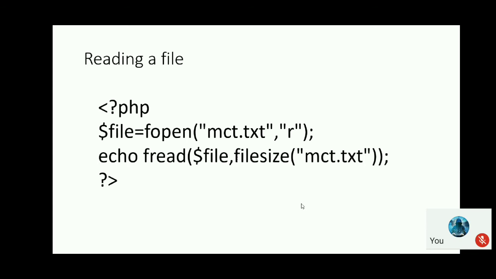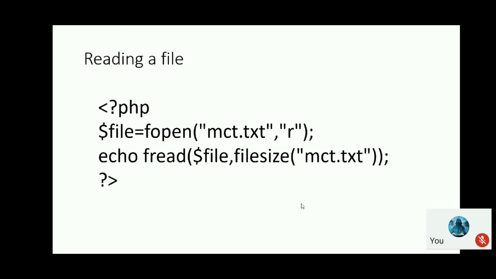The question is thrown to an open forum. I have a file called mct.txt. I want to update the contents inside the file, whereas the existing contents should be preserved. So what mode do I have to use here? Append mode, sir. Append mode, exactly. You have to use append mode over here.